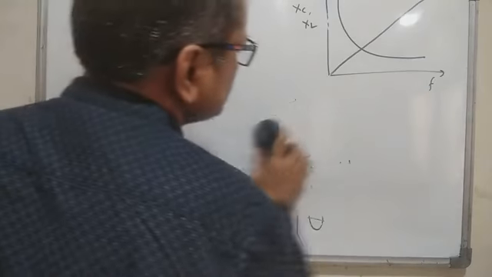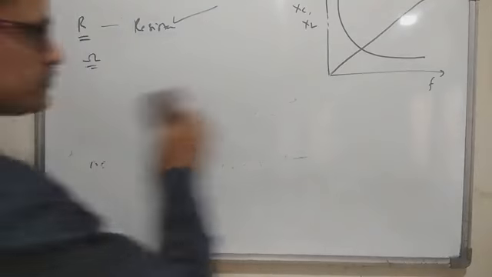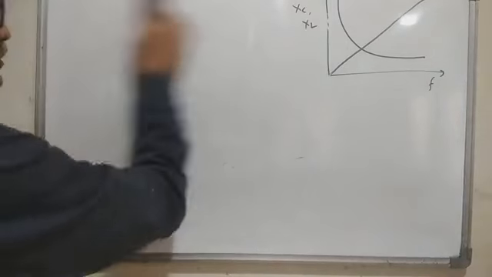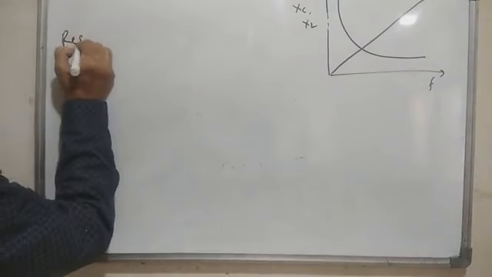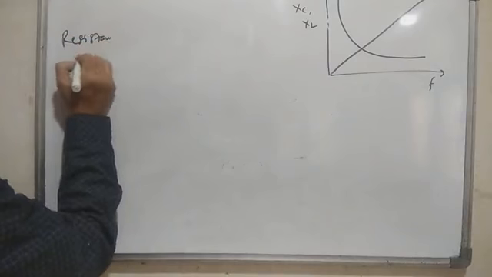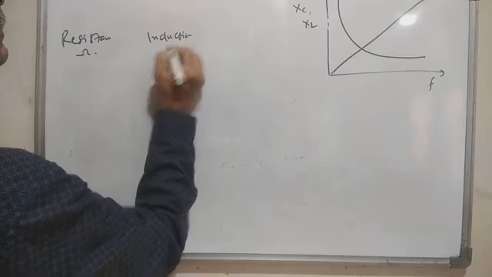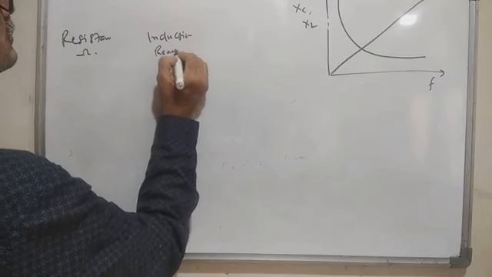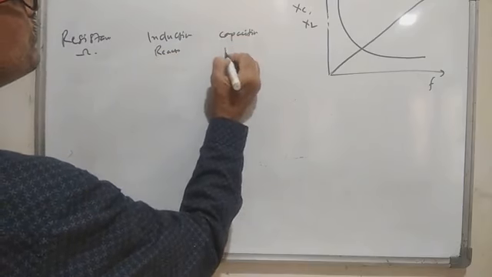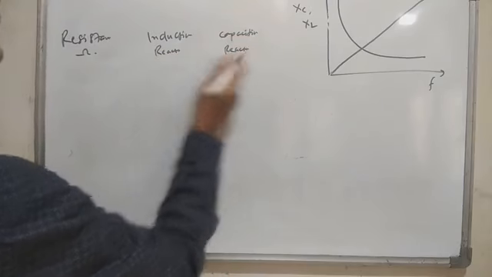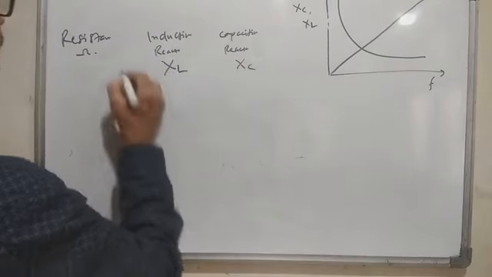Now, what is the difference between the pure resistance and the resistance offered by XC and XL? That we are going to see now. See, there is resistance, and the unit is ohm, and there is inductive reactance and capacitive reactance. Inductive reactance is represented by XL and this one is XC.